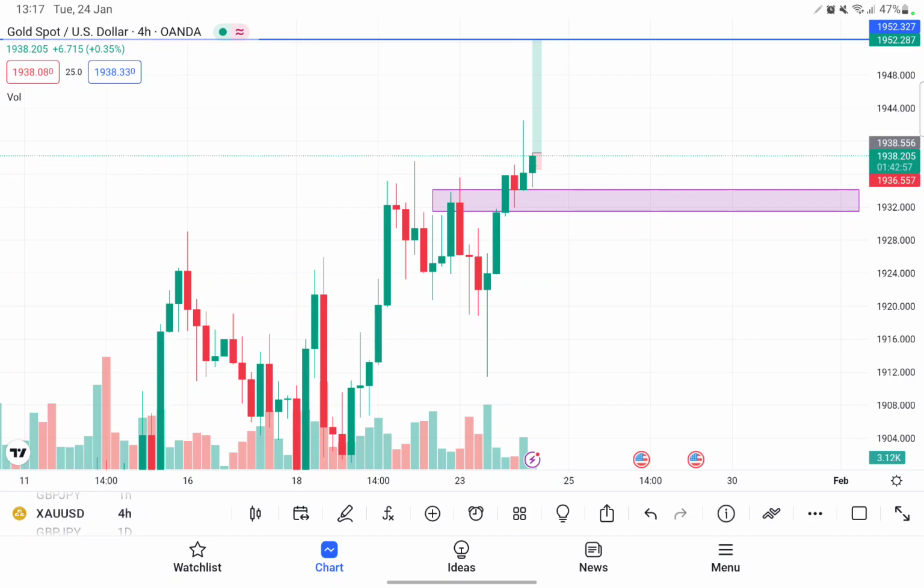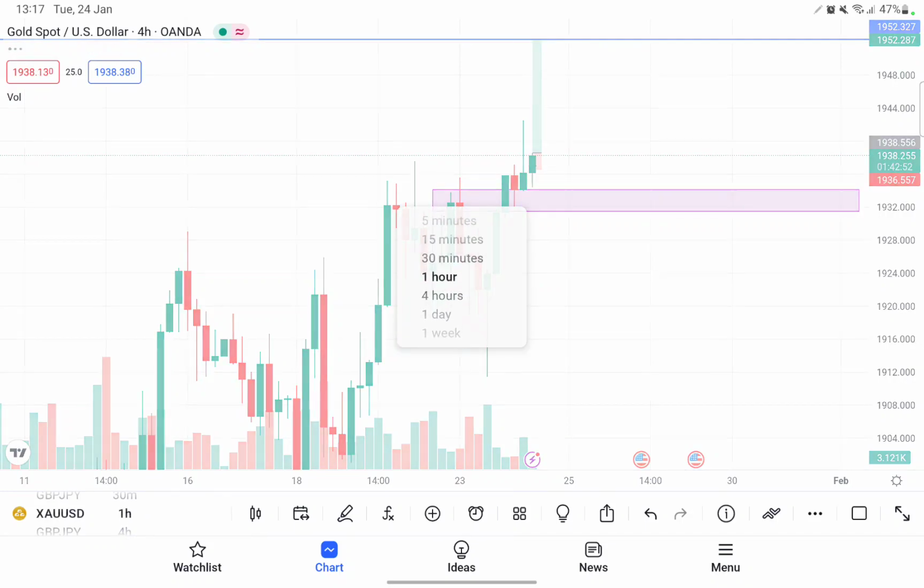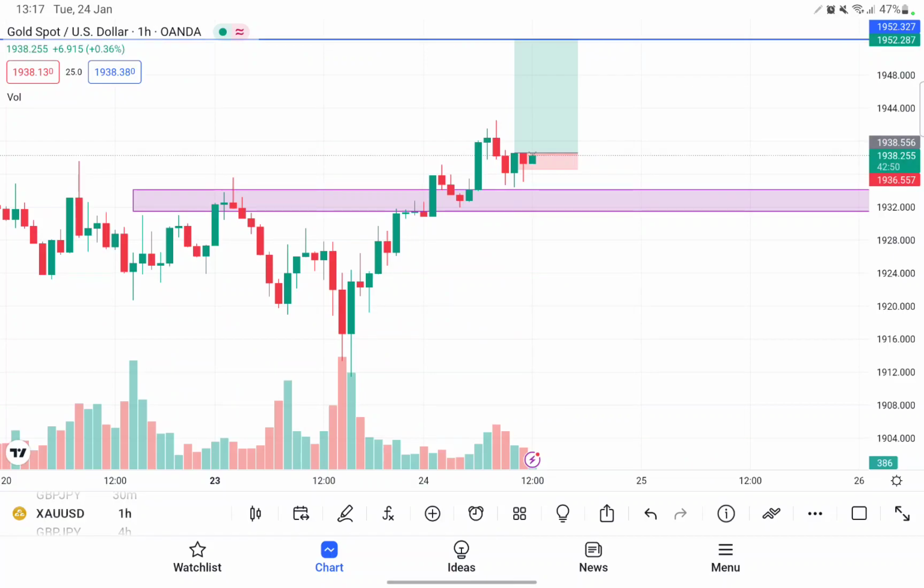So with that being said, guys, hopefully this will encourage you to start to identify your key levels, and I will leave you now as I anticipate my trade opportunity.